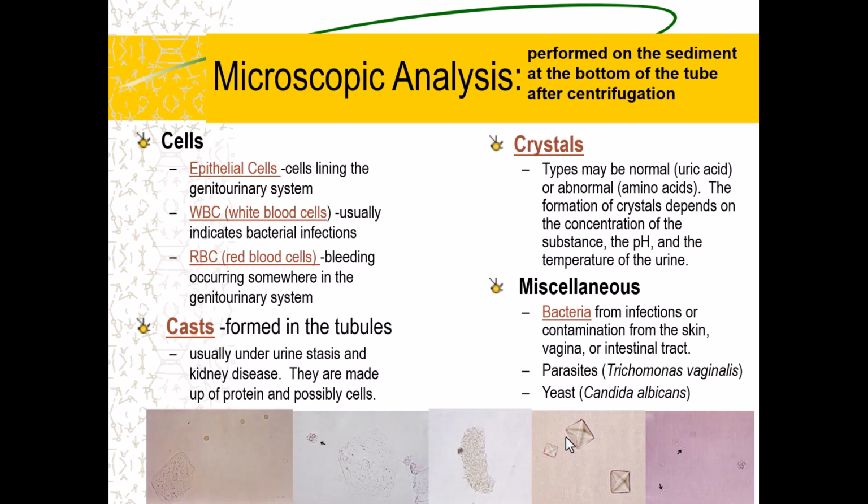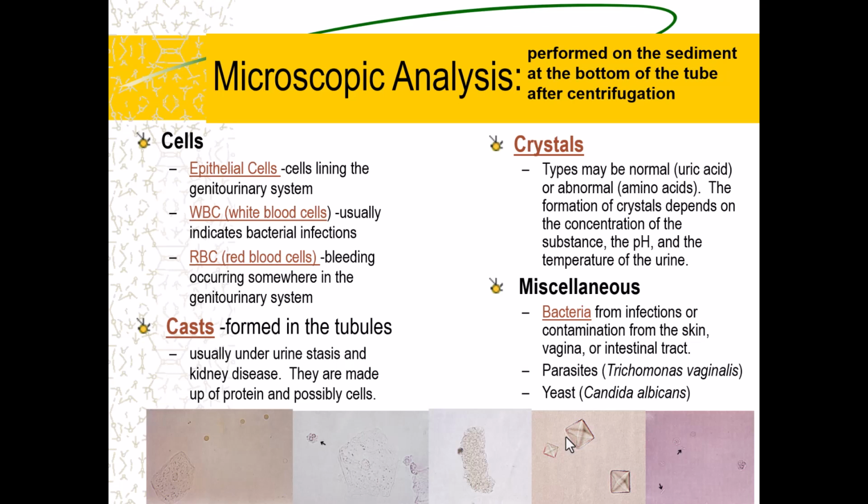Okay, we talked physical, we talked chemical. The third part is going to be your microscopic. In our microscopic analysis, we spin it down, we look at the sediment on the bottom, and we're looking for cells, epithelial cells. Some epithelial cells are normal. Our body sheds epithelial cells inside and out all the time. This is why we do a midstream. A midstream is going to help flush any of those loose epithelials off so they're not in the urine.